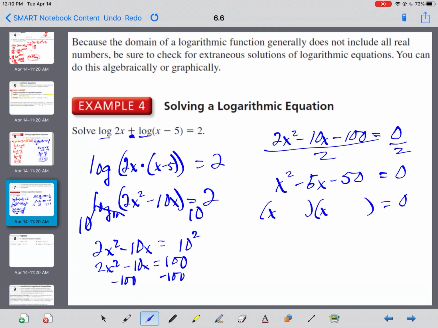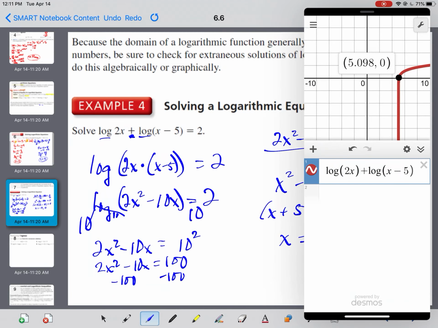And I need factors of 50 that subtract to be 5. Well, that would be 5 and 10. The 10 needs to be negative because it needs to be a negative 5. So that means x equals negative 5 and x equals positive 10 when we do opposite to get out. See how all that quadratic stuff we did back in the day always comes back to us.